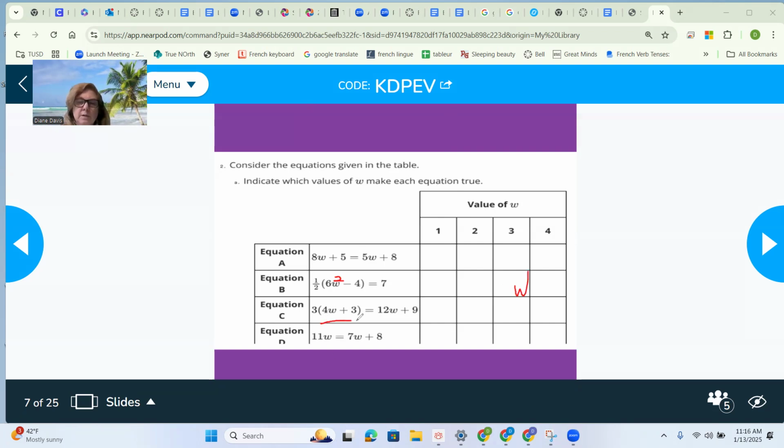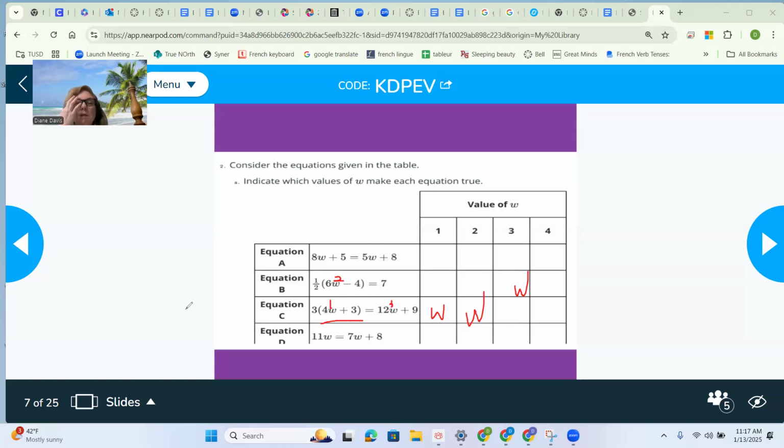Okay, what about this one? If we put a 1 in, that's going to get 4 plus 3 times 7 times 3, which is 21. 12 plus 9 is 21, so it works there. What if I put a 2 in it? That gives me 8 plus 3 is 11 times 3, that's 33. And if I put a 2 in here, that's 24 plus 9 is 33. So that works there too.